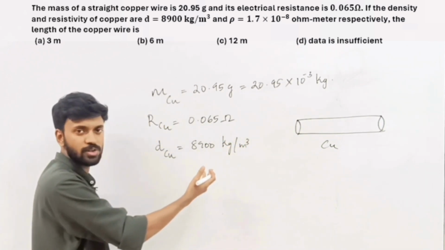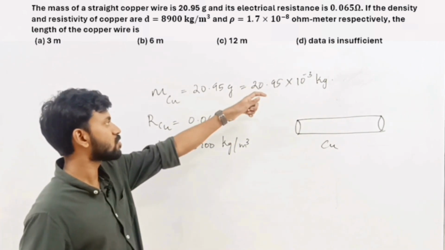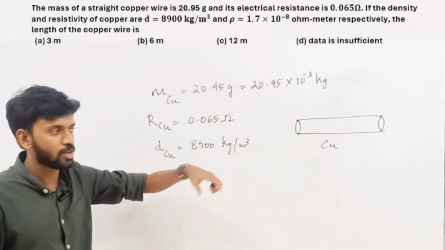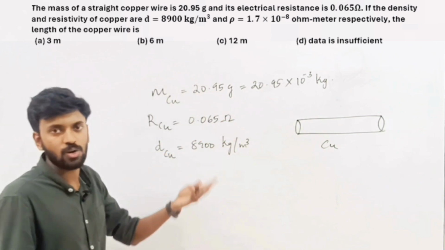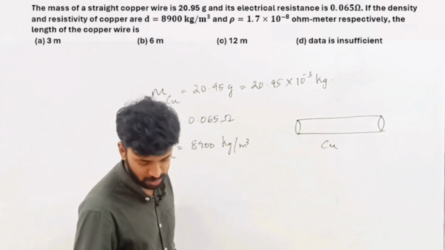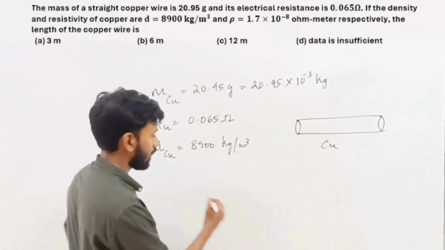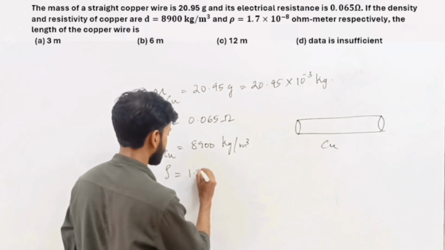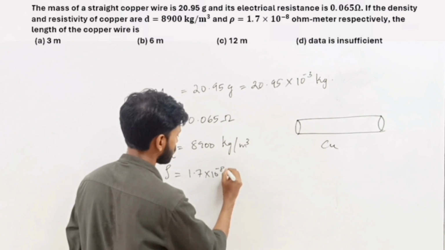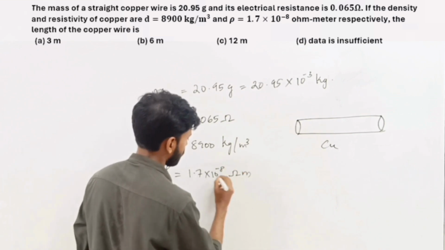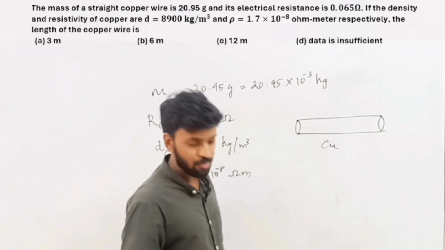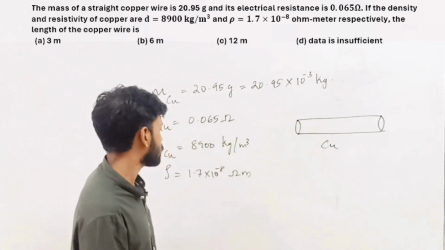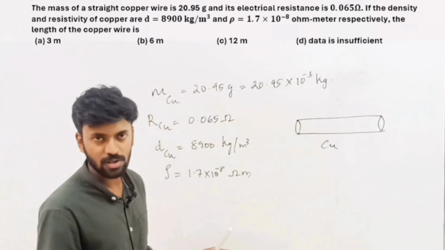So if you look at the unit of density, you can see it is kilogram. So this is why we initially converted mass from gram into kilogram, so that we can actually work it out easily. Okay. So density is given as 8900 kilogram per meter cube, and the resistivity rho is equal to 1.7 into 10 raised to minus 8 ohm meter. So resistivity is a property of a particular wire which is actually a constant. Okay, so these are the given terms.